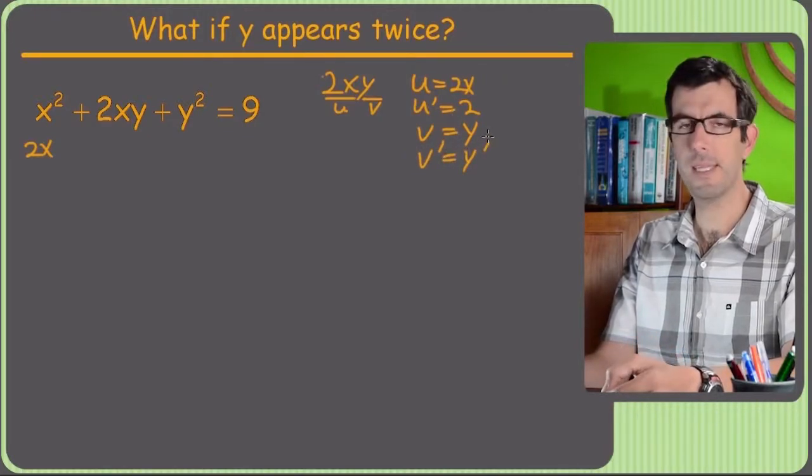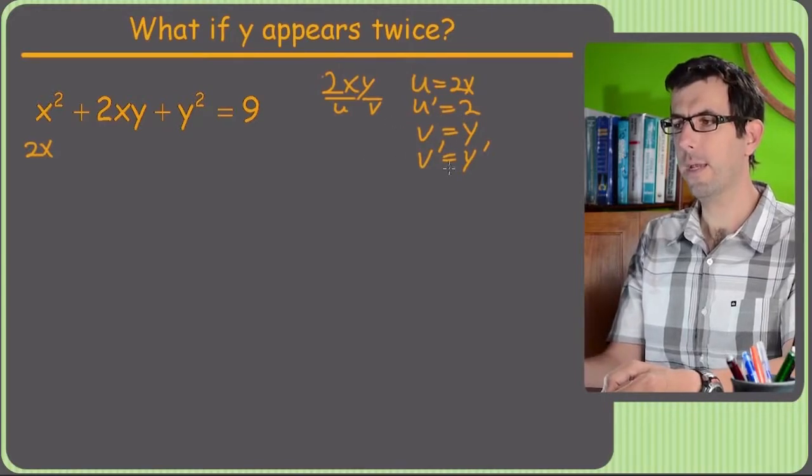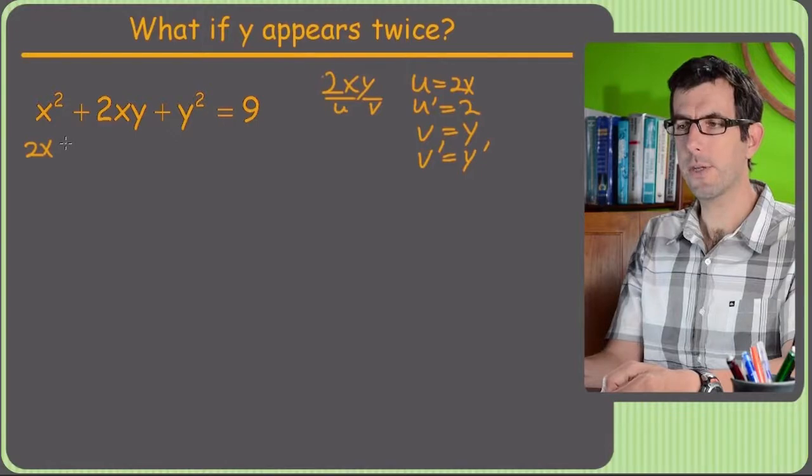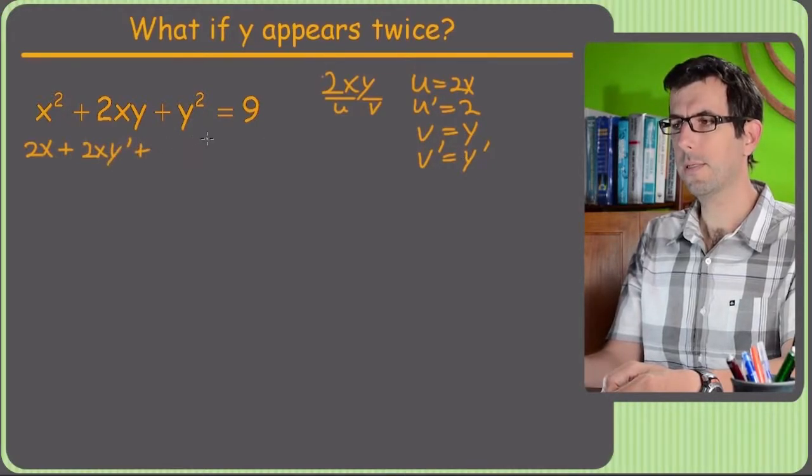And that's where the implicit thing bites us, right? So now I've got my u's and v primes and everything. I can just come back and fill it in right here. So the product rule in this problem is going to be u, which is 2x, times v prime, which is y prime, plus v, which is y, times u prime, which is just 2.